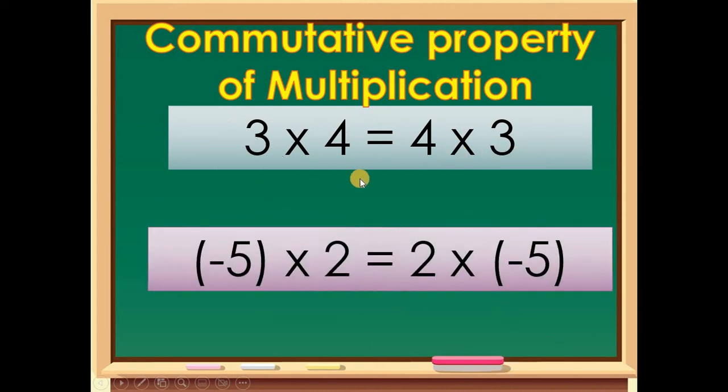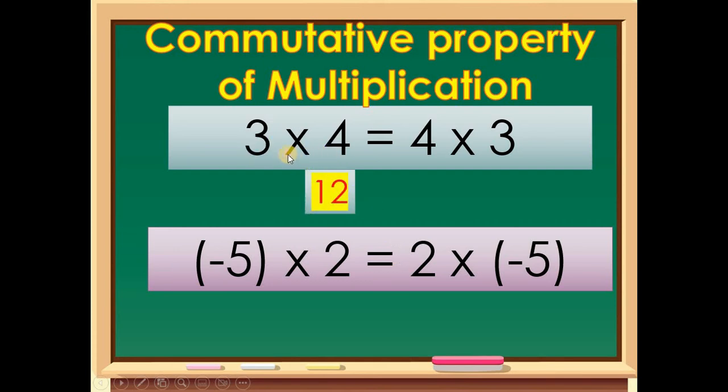Okay, so meron din tayong another example. Meron tayong negative 5 times 2 equals positive 2 times negative 5. Kagaya nito, yung unang digit ay negative 5, sa right side naging pangalawang pwesto na. So nabago man yung position nila, tignan natin kung pasok sila sa commutative.